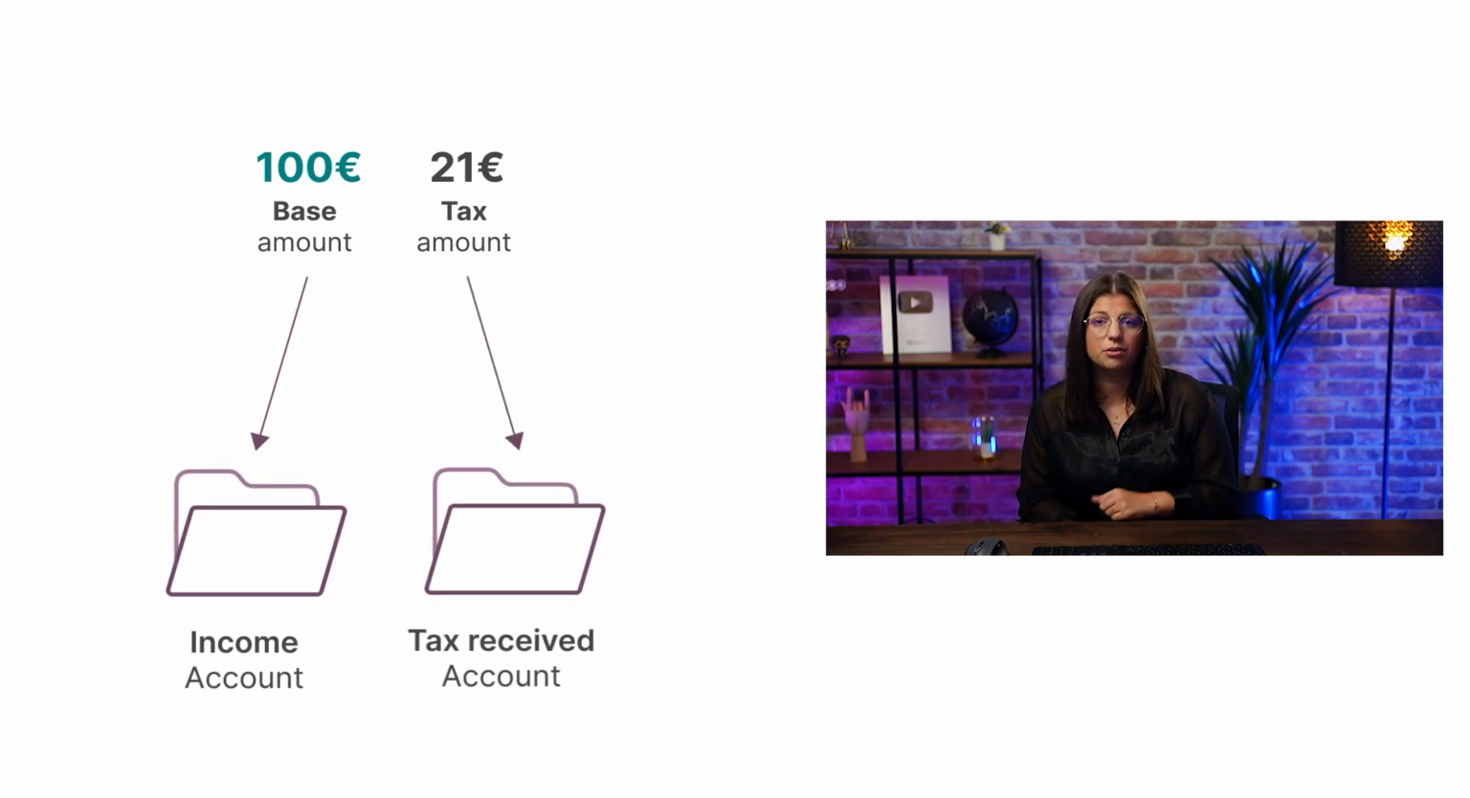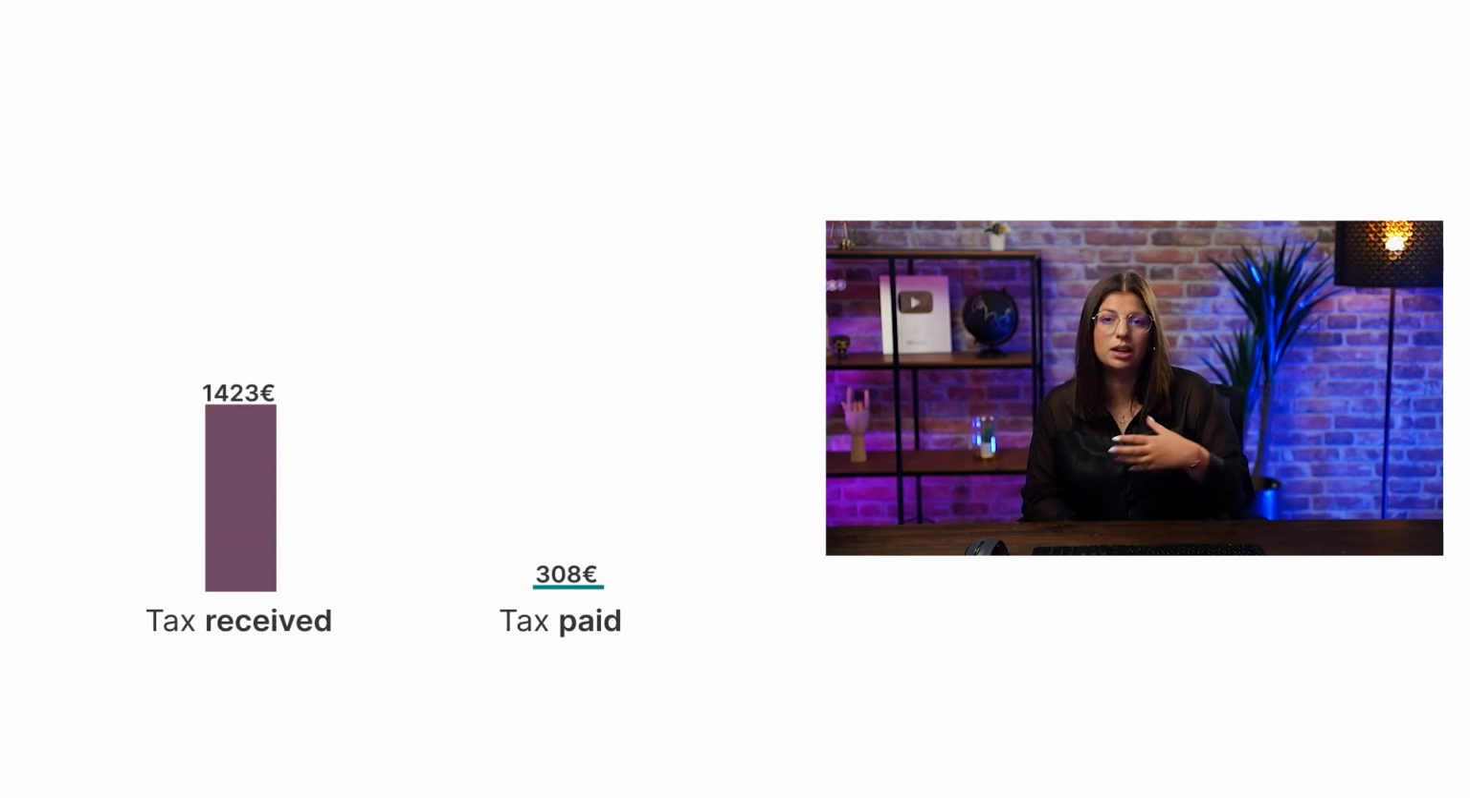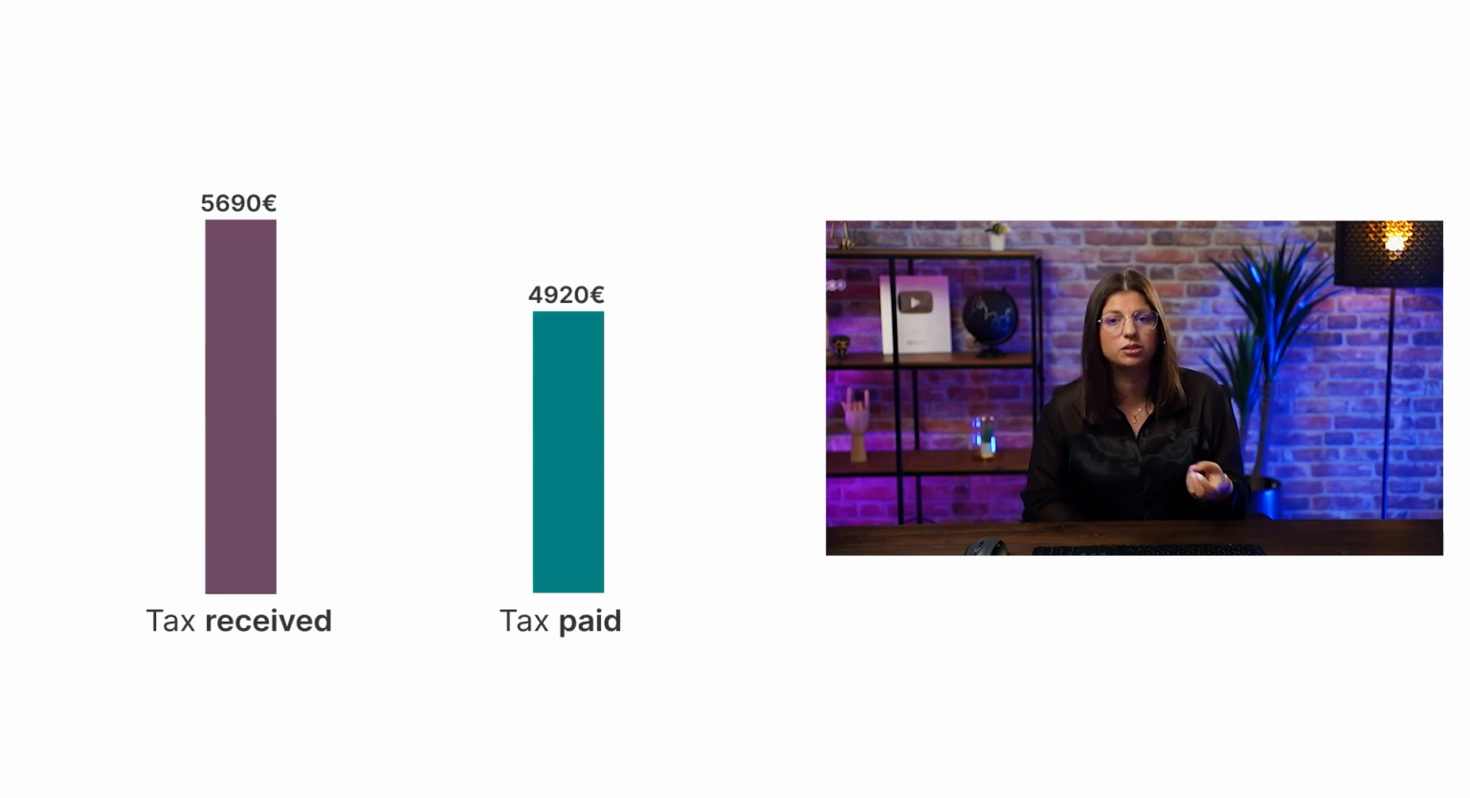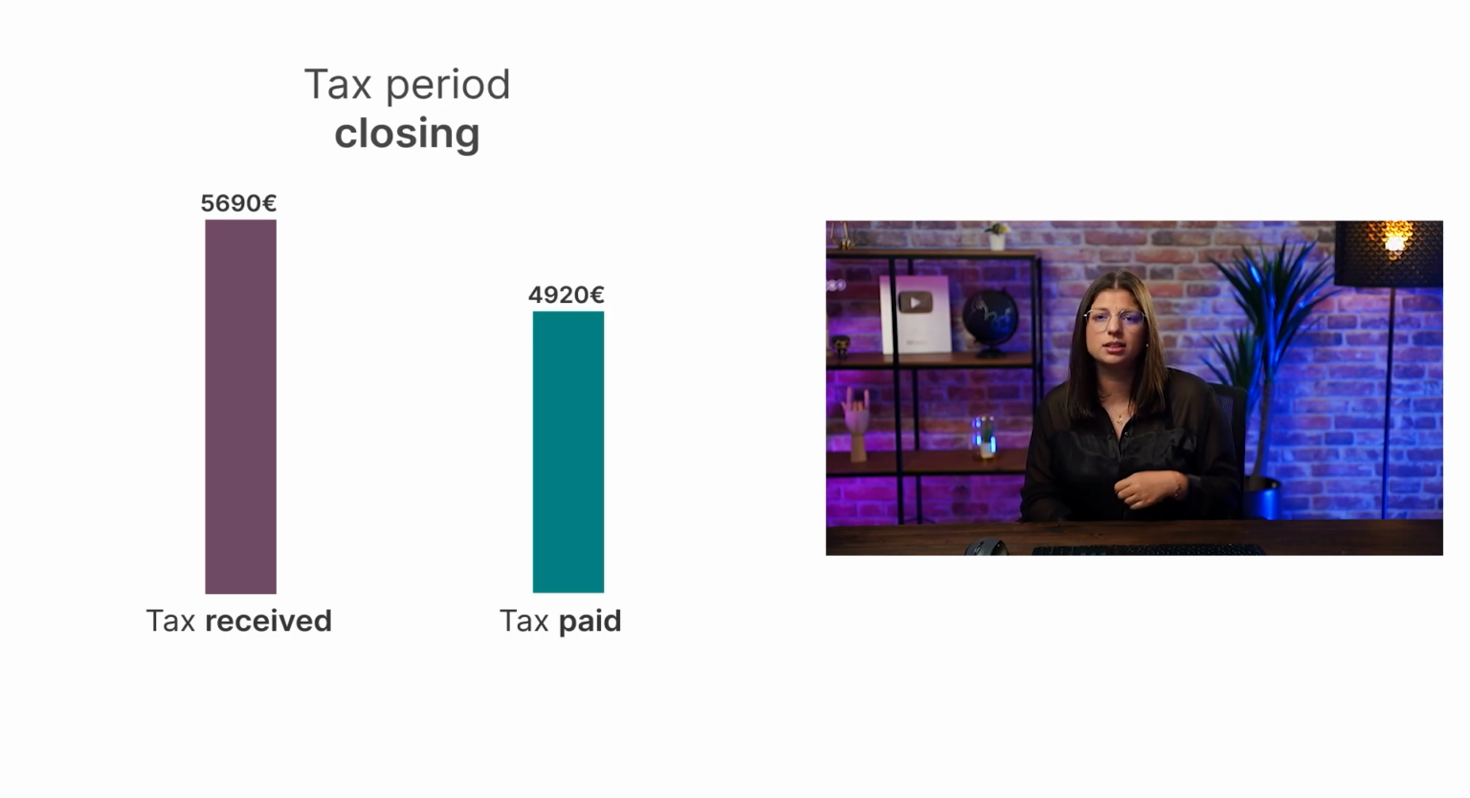The opposite behavior happens for the vendor bills. So, throughout the fiscal period, the tax received and the tax paid accounts will increase after each bill or invoice that we will book in our accounting. As we are closing this fiscal period, we want to balance or settle our tax accounts so that the new period can start at zero.